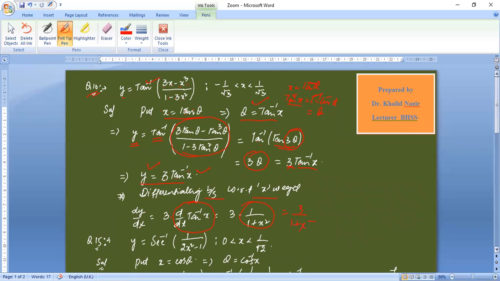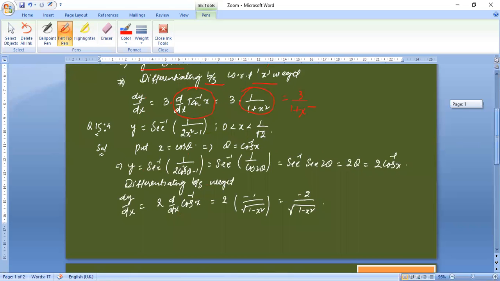One more question of the same pattern is question number 15 of this exercise. That is sec inverse of 1 divided by 2x square minus 1. Same, this is an inverse trigonometric function. The argument would become a formula by some substitution. So the better substitution is x equal to cos of theta. So obviously theta would be cos inverse of x, right? Now substitute x equal to cos theta here.